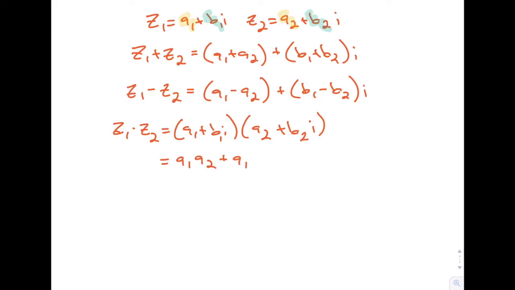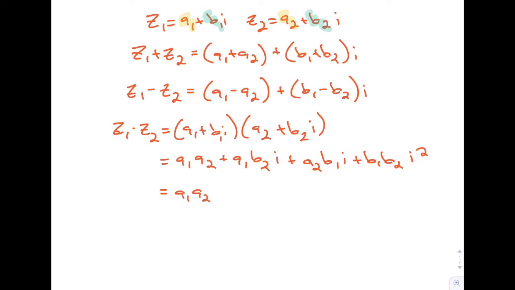plus a1, b2i plus a2, b1i plus b1, b2i squared. Now remember what i squared is? i squared is just -1. So now we can rearrange.